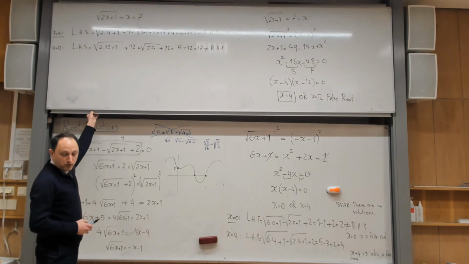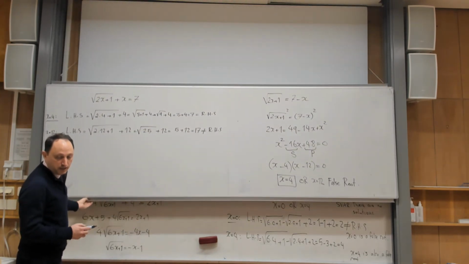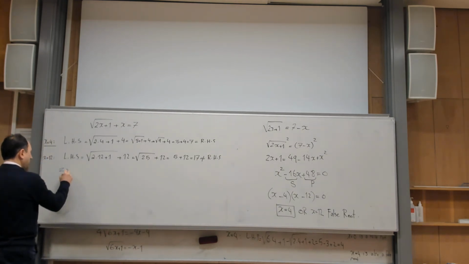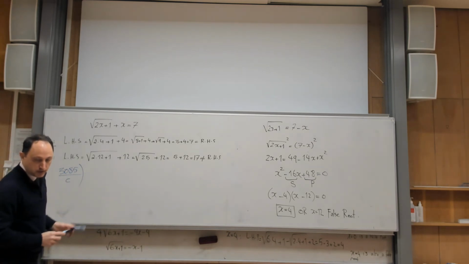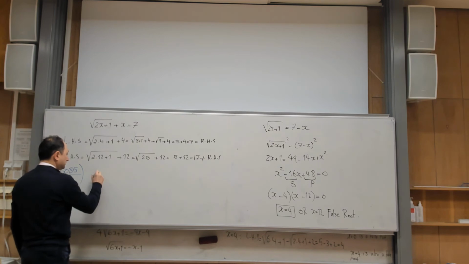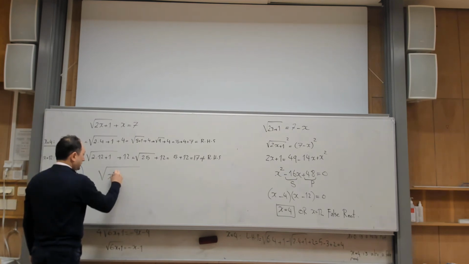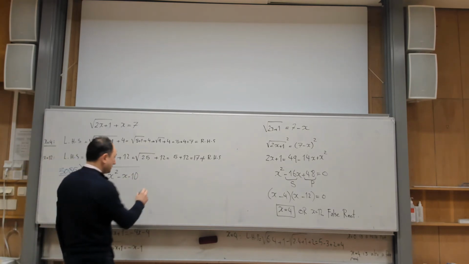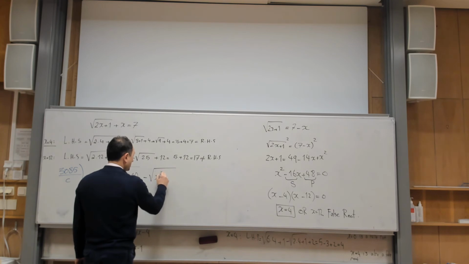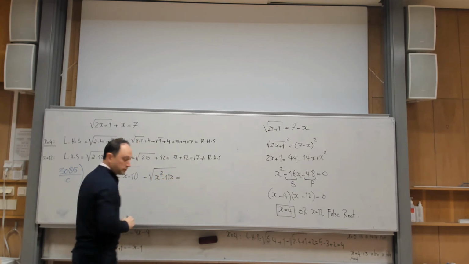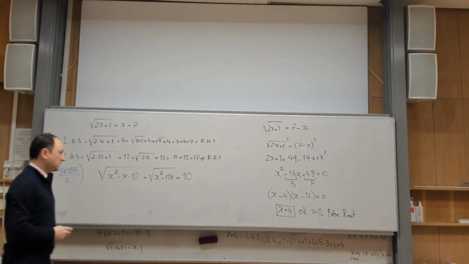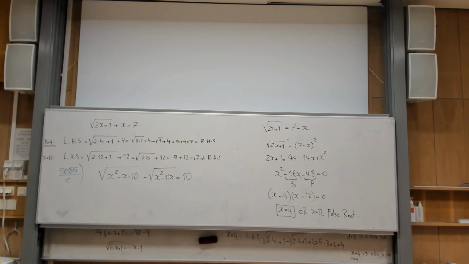So the question in the book is this question. It's a good question, I think. It is problem 3085, part C. So you are supposed to solve this equation: square root of x squared minus x minus 10, and then minus square root of x squared minus 11x equals 10. Okay? So I give you, I don't know, 5 minutes, 10 minutes, see how it goes, that you solve it.